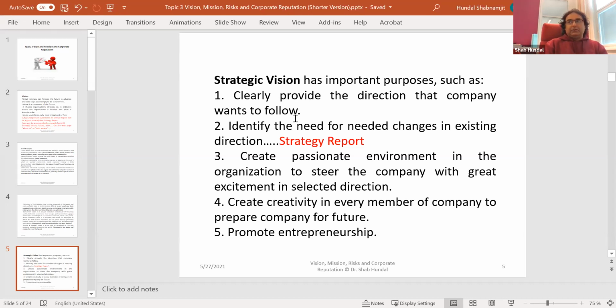So first of all, the vision underlines the direction, because like a human being, like anybody else, a company cannot be directionless. It has to have a certain roadmap, a pathway to follow. So it shows where the company wants to go, basically. Identify the need for the required changes in the existing direction.